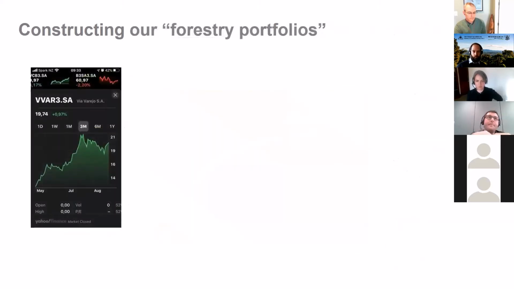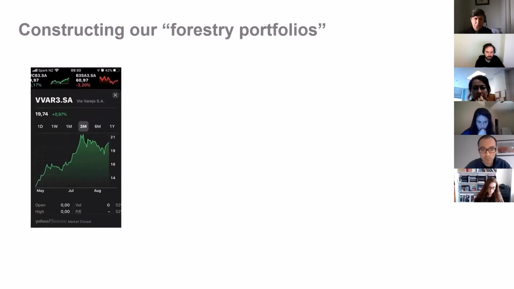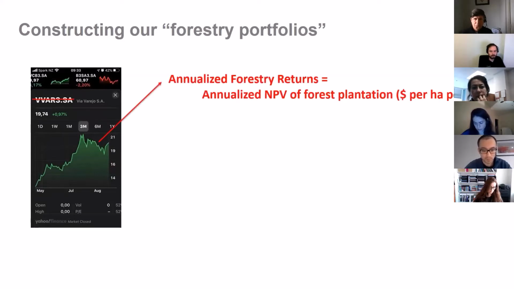Okay. Now, what I showed you were examples of standard assets to construct portfolios, right? So assets based, for example, on stock prices. But our forest portfolios are different from that. They're actually based on annualized forestry returns, okay? And these annualized forest returns are just the annualized net present value of forest plantations. So we're talking about dollars per hectare per year.